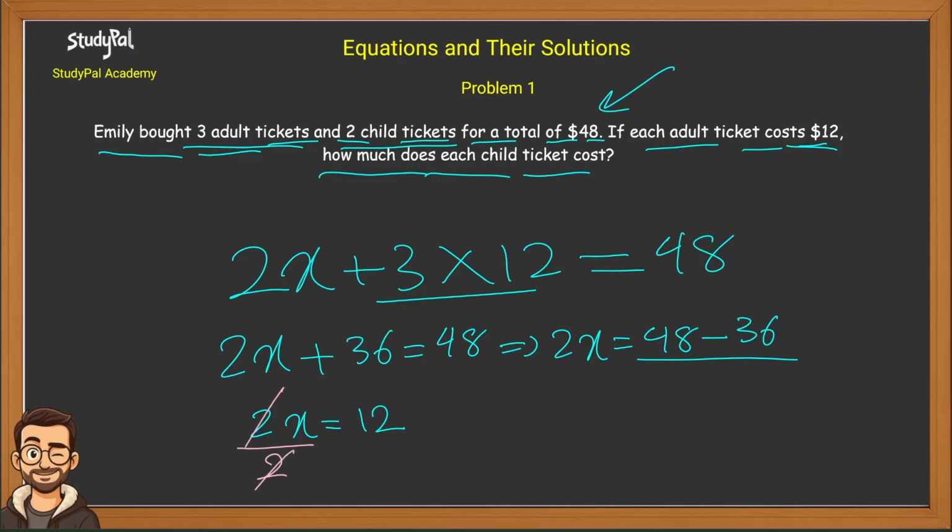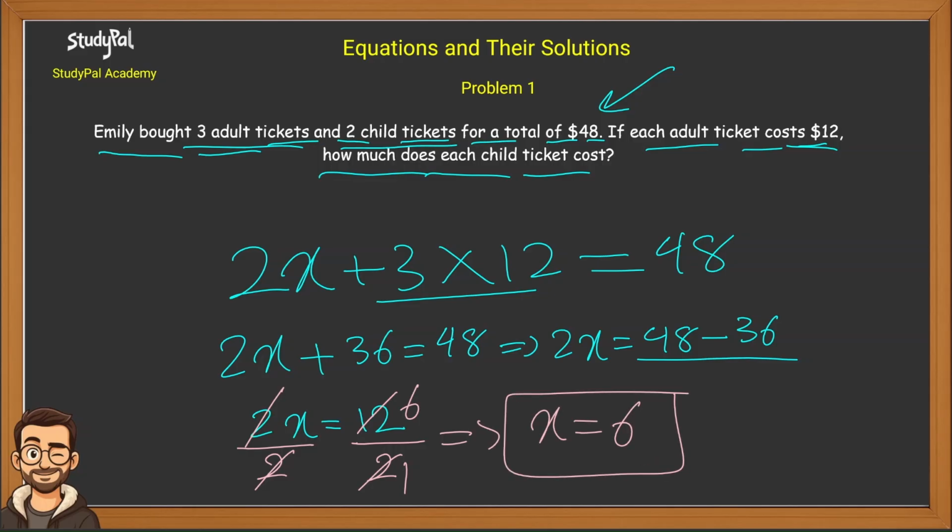But whatever you do on one side of an equation, you need to do the exact same thing to the other side of it. I need to divide the other side by 2. So this equal sign is respected. Now, 12 over 2 is just 6. And we get x equals $6. Okay? So we have $12 for adults and $6 for children.